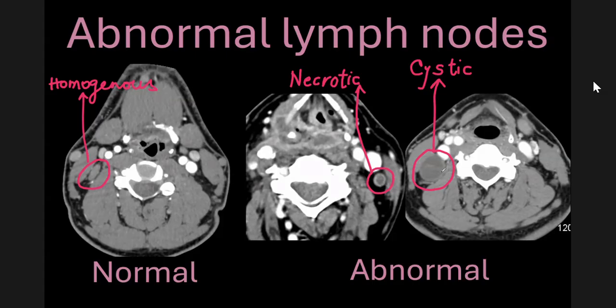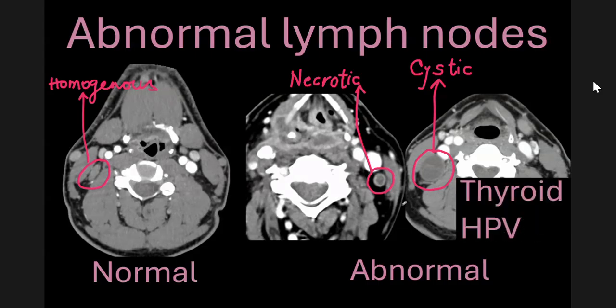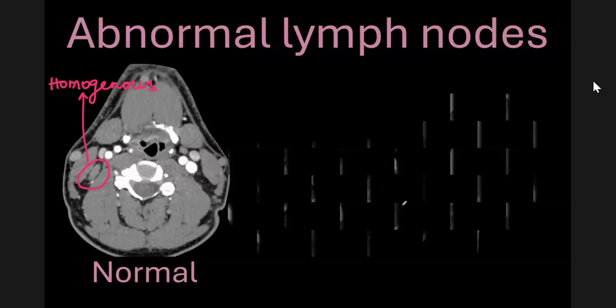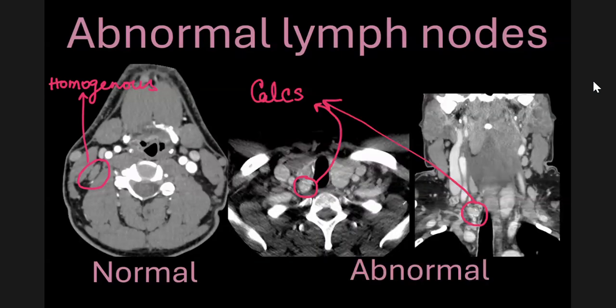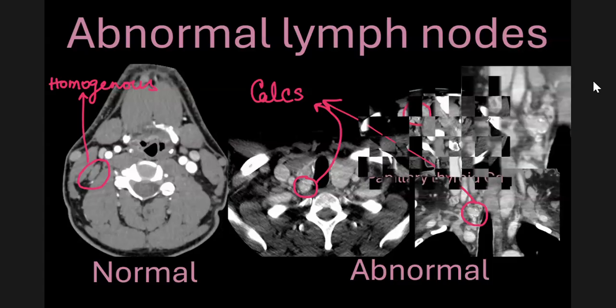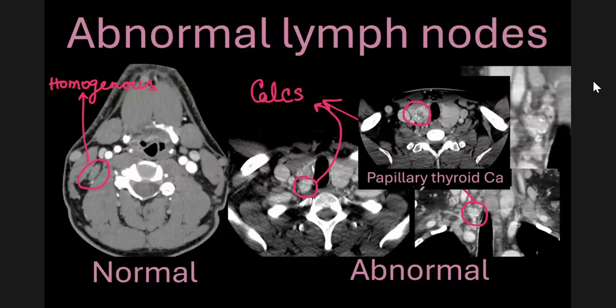And then cystic features. If a lymph node is cystic, again, it is abnormal. So it has lost its homogeneous appearance. Cystic lymphadenopathy can be seen with thyroid cancers or with HPV-associated head and neck cancers. Then these lymph nodes can also show calcifications, commonly seen with papillary thyroid cancer. So here is a papillary thyroid cancer, and you can see these abnormal lymph nodes that are calcified. So calcification is also an abnormal feature which is used for determining whether a lymph node is abnormal or normal.